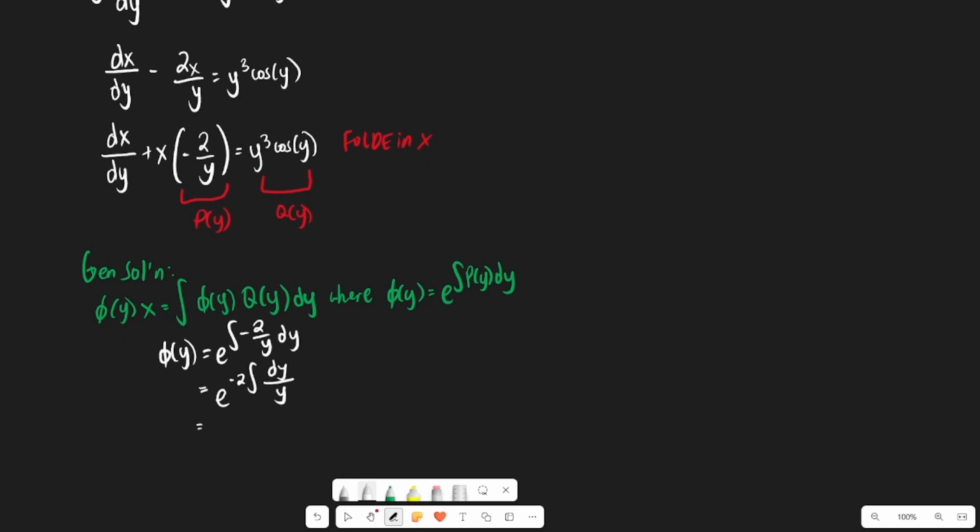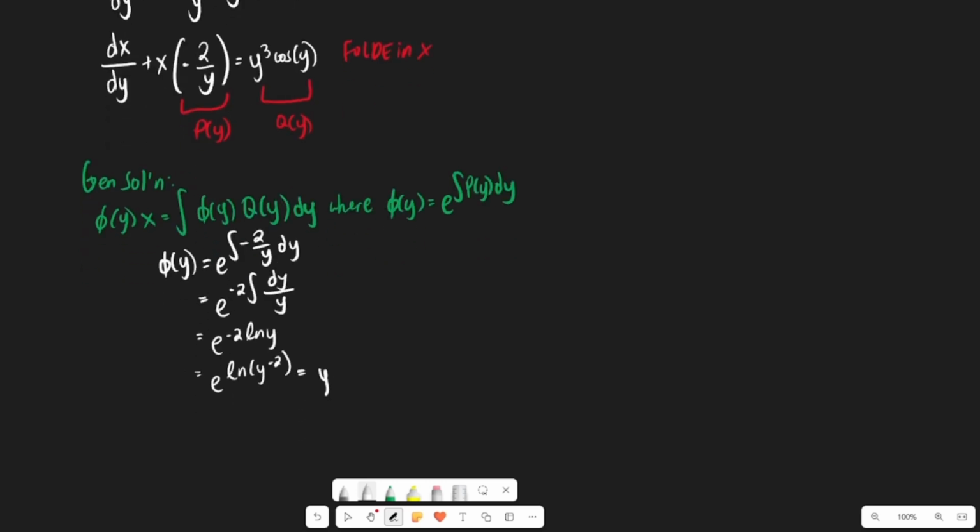The next step is to find the integral of this, so we have e raised to negative 2 ln y. Property of logarithm again, we have e raised to ln y raised to negative 2. And again, this becomes y raised to negative 2. So we have phi of y equal to y raised to negative 2.